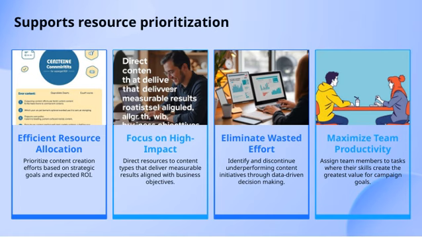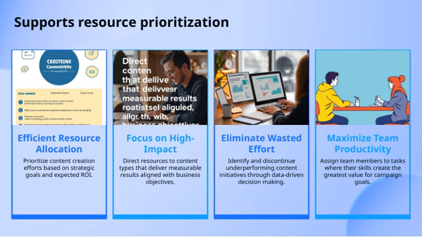When we allocate our resources efficiently, we can focus on what really matters. This means prioritizing our content creation efforts based on our strategic goals and expected return on investment. By doing so, we ensure that our efforts are aligned with what drives the most value for the business. Next, focusing on high-impact activities is key. We want to direct our resources toward content types that deliver measurable results, things that truly move the needle and support our objectives. This targeted approach helps us maximize our efforts and achieve more significant outcomes.